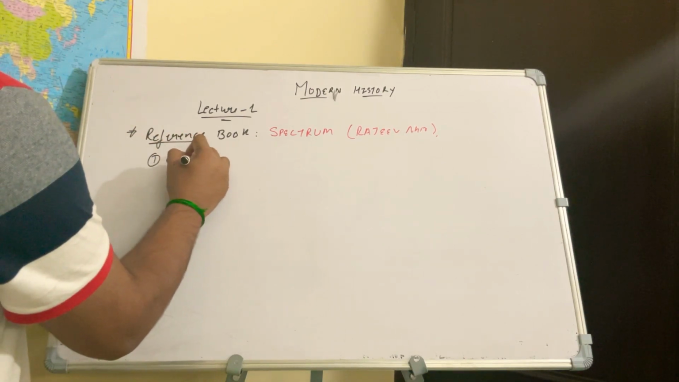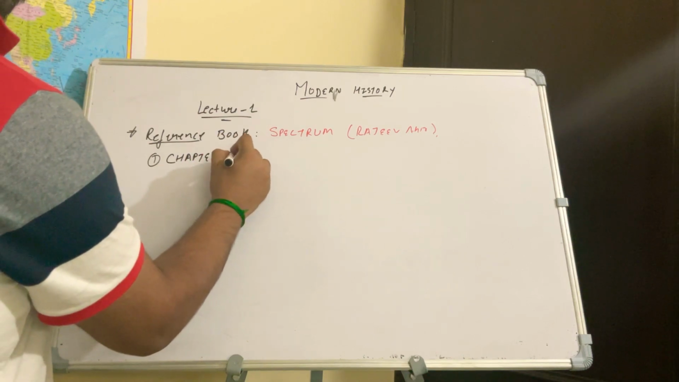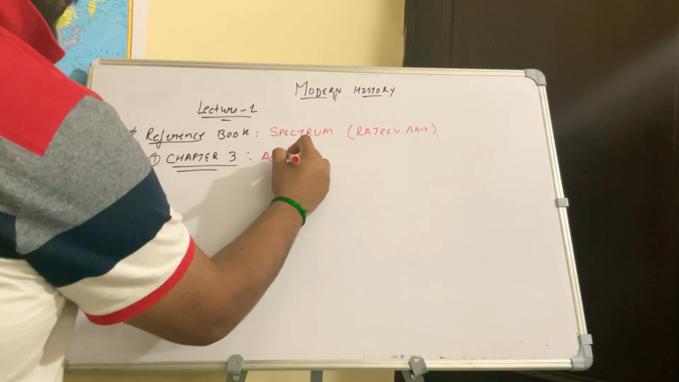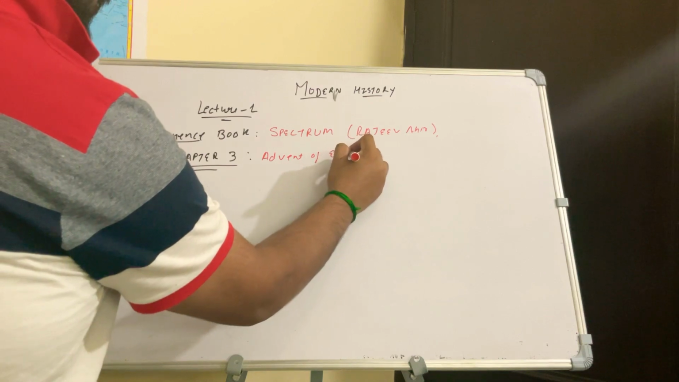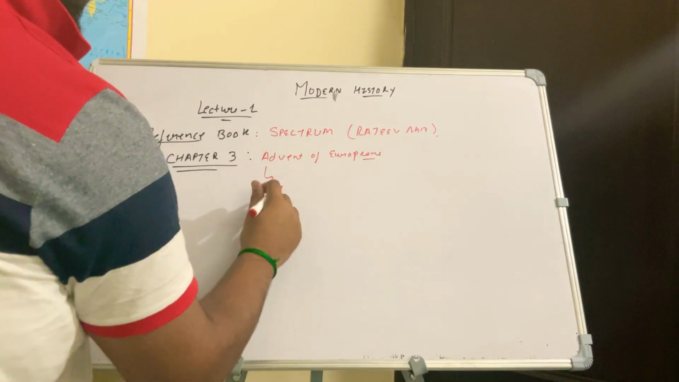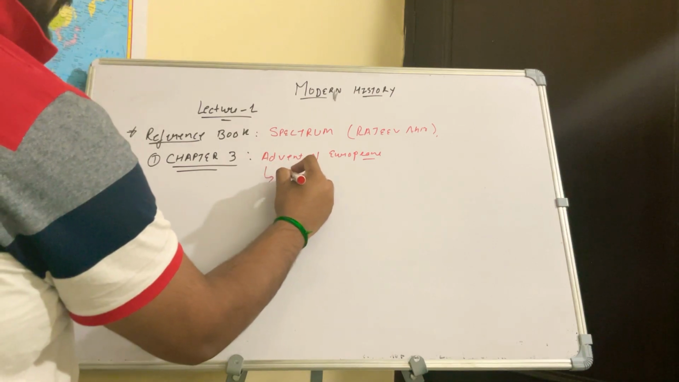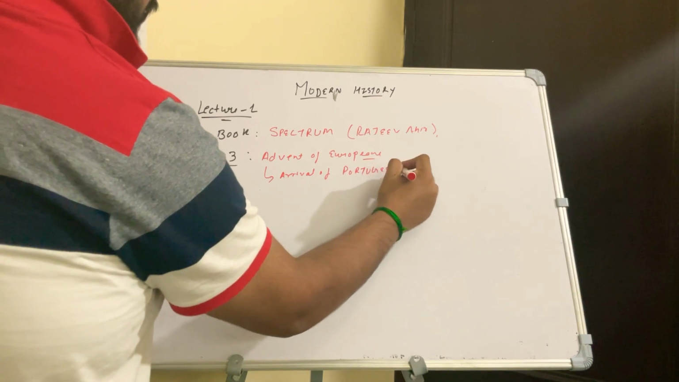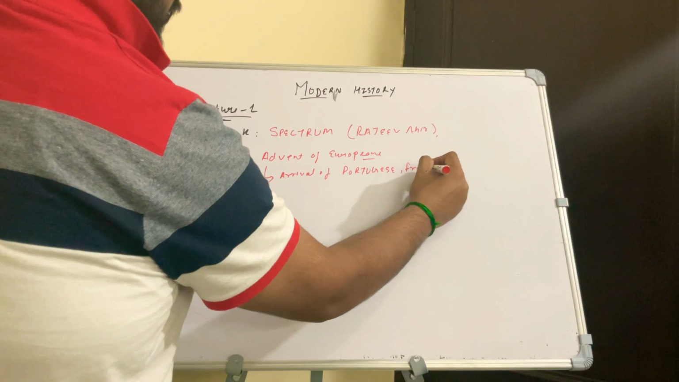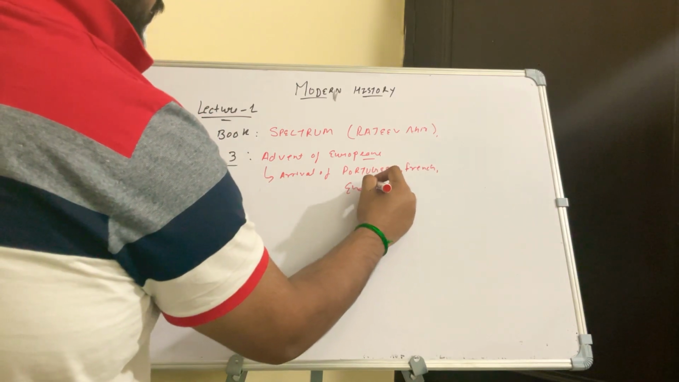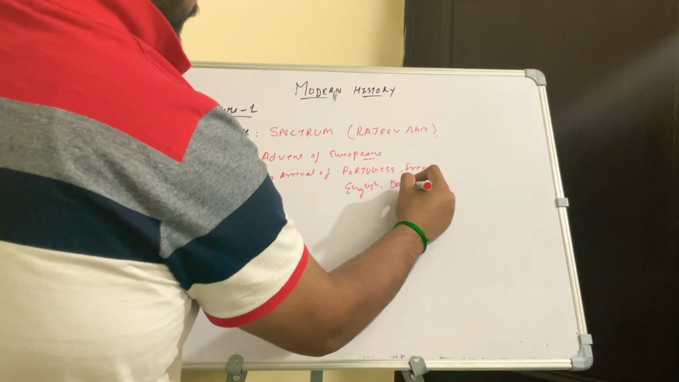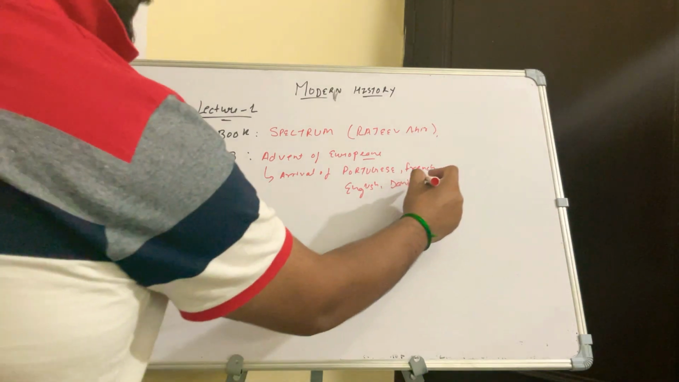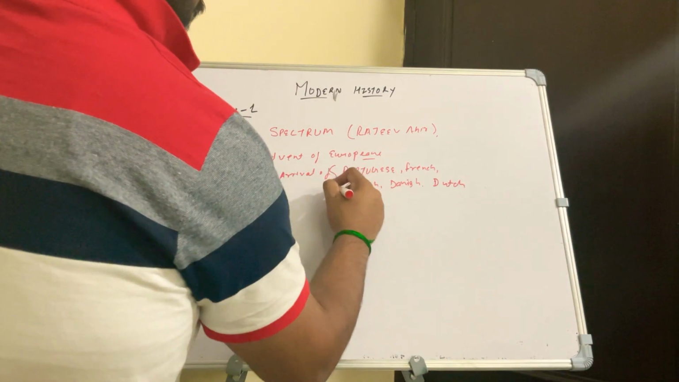And in the same context, there are certain chapters which you can refer to for today's lecture. First is chapter 3. In this you have the advent of Europeans, which includes the arrival of Portuguese, French, English, Danish, and Dutch. So in total we have 5.